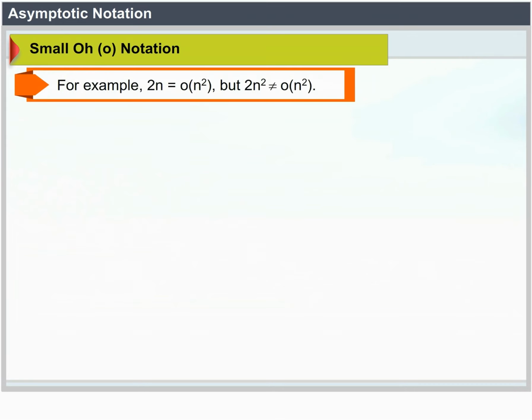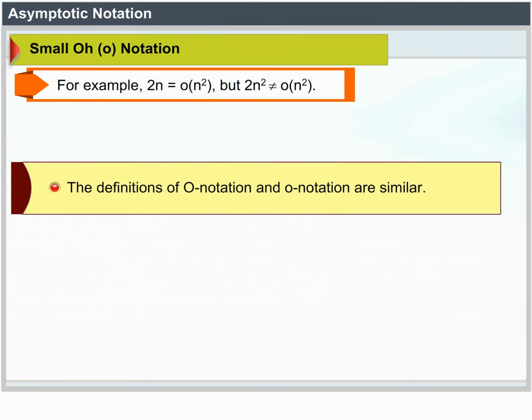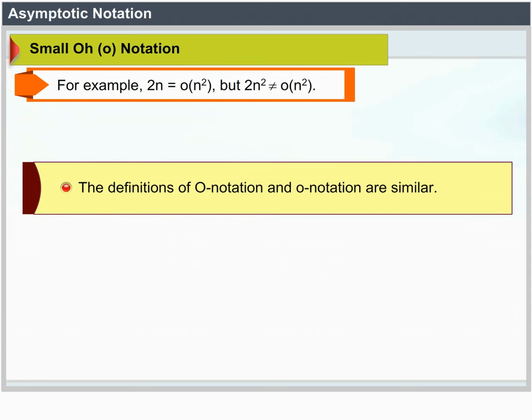For example, 2n equals small o of n², but 2n² does not equal small o of n². The definitions of big O notation and small o notation are similar.